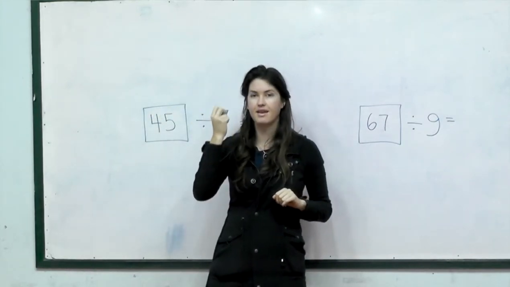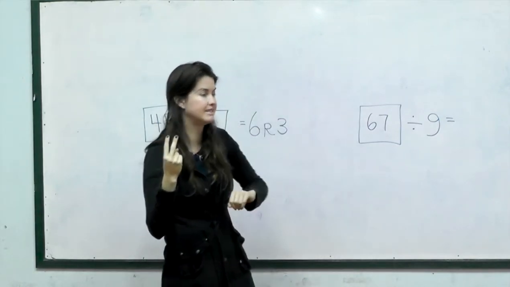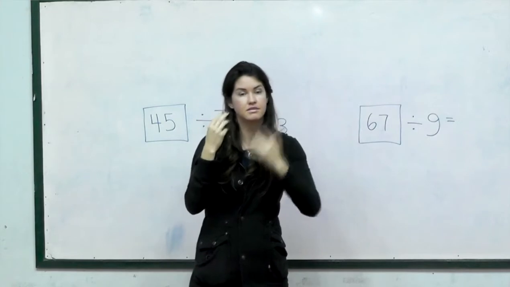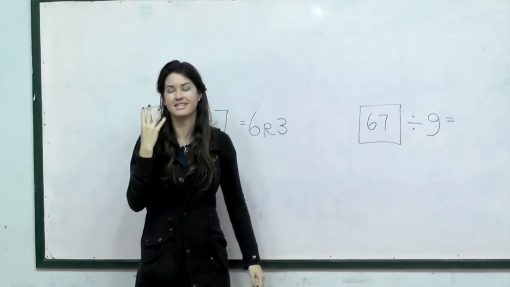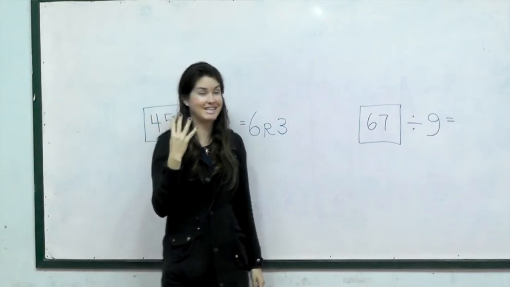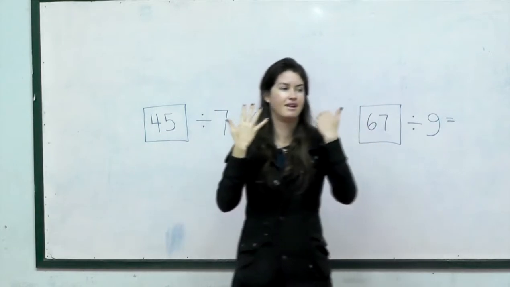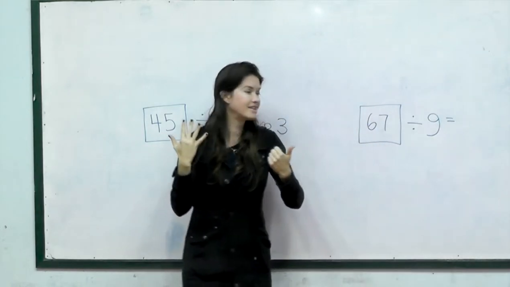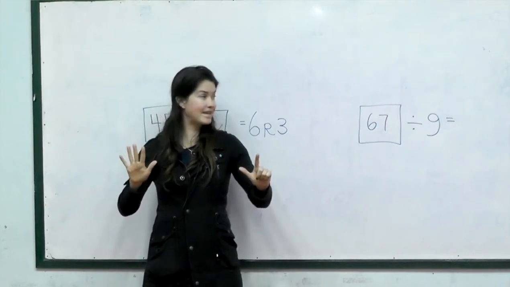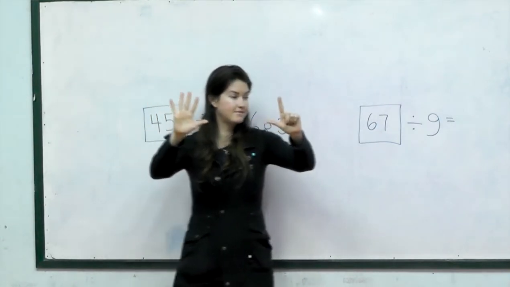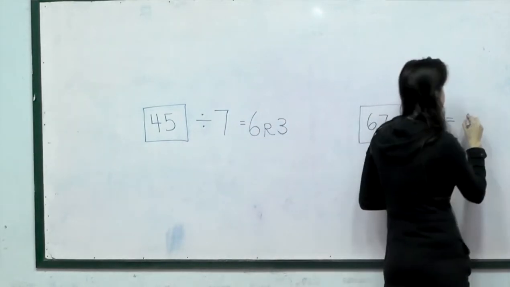9, 18. Look on your fingers. 27, 36, 45, 54, 63. Now we're going to stop right at 63. Okay, how many do we have? 7. And what's our remainder?